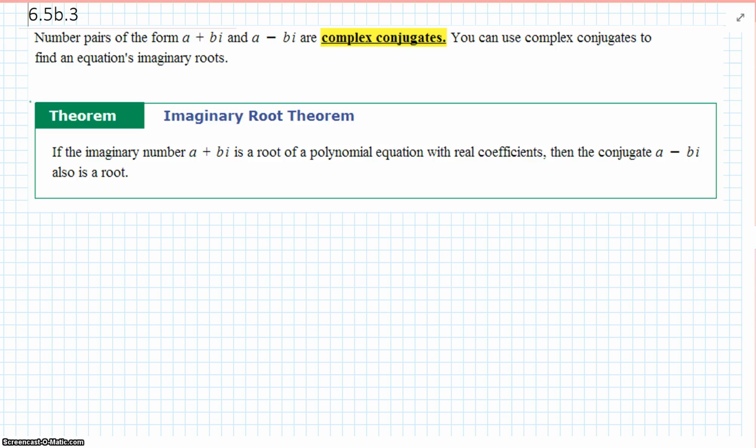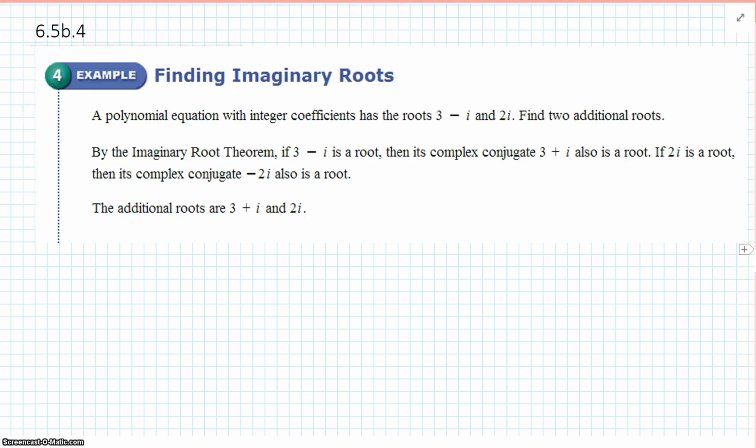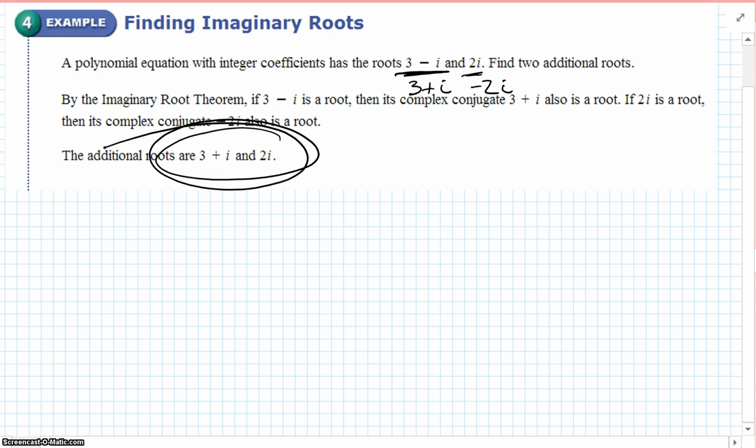Okay, the imaginary root theorem is the exact same thing. If I have a plus bi as a root, I know a minus bi is also a root. So we have conjugates of irrational numbers and now complex numbers. So, finding the imaginary roots. Here's the example. A polynomial equation with integer coefficients has roots of 3 minus i and 2i. Find the additional roots. Okay, just change the sign in front of the i. So it's going to be 3 plus i and negative 2i.